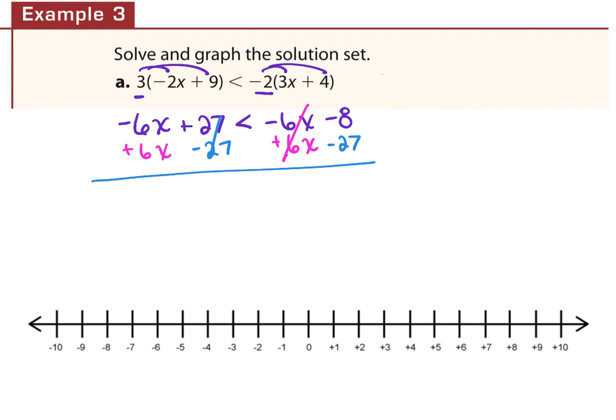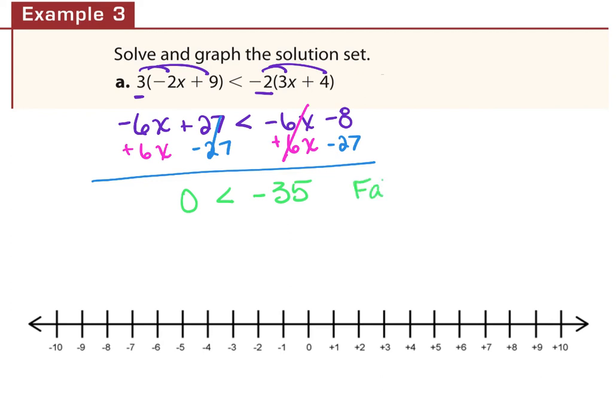All right. Negative 6x plus positive 6x gives me what? 0x, but it's 0, right? Because 0 times anything gives me 0. All right. Negative 8 minus 27 gives me what? Negative 35. 0 is less than negative 35. Is that a true or a false statement? That is false. Would you rather have no money or owe somebody $35, right? Like 0 is definitely bigger than negative 35, not smaller. I have come up with a false statement.